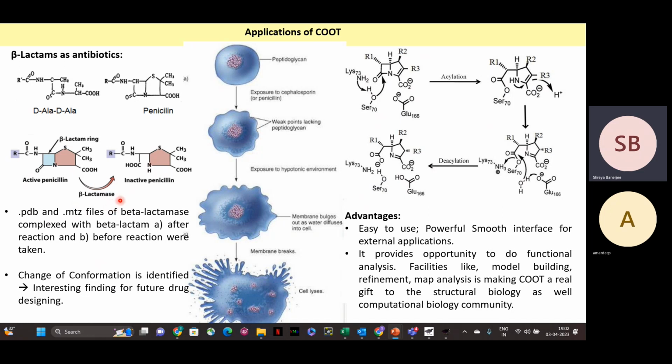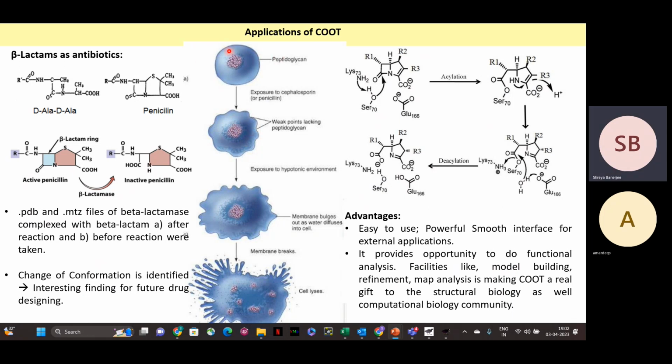As we discussed, Coot is very easy to use and it is a powerful interface, and it provides opportunity to do functional analysis. Building a model, refining the model so that it fits better with the electron density map, and analyzing the electron density map is making Coot very popular with the structural biology as well as computational biology community.